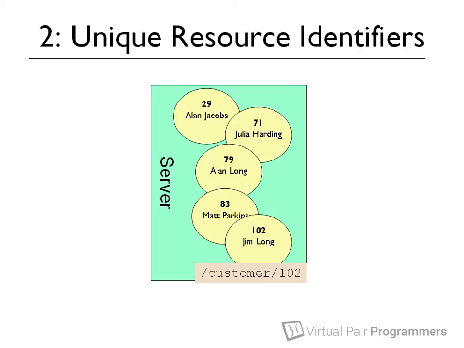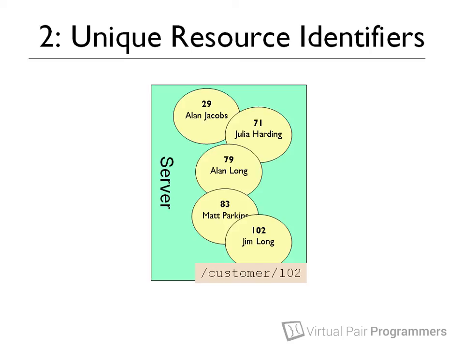So for example, on our system, you are now familiar with the representations and the resources. So we have a resource here, which is resource 102. That's our customer called Jim Long. And we might decide that we're going to issue this resource with the uniform resource identifier of /customer/102. Now, you're going to see before long that URI design is a really important aspect of designing a REST-based web service.